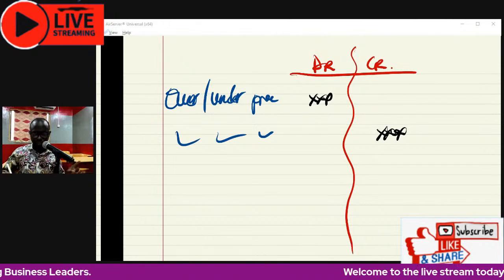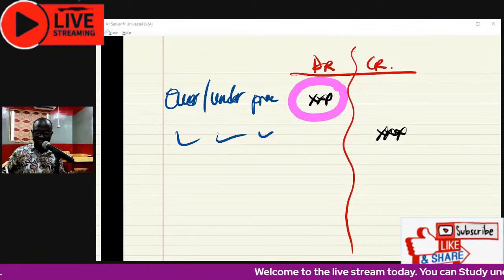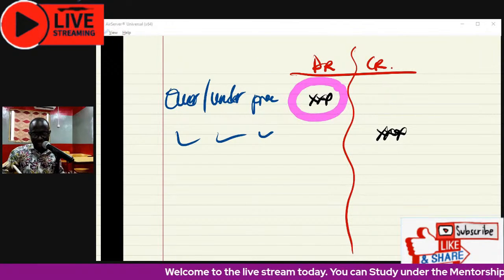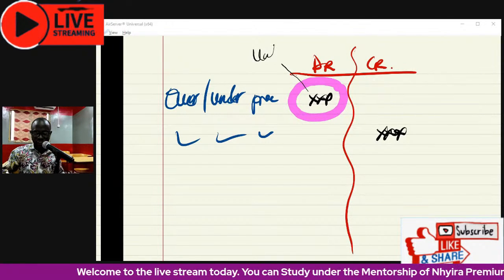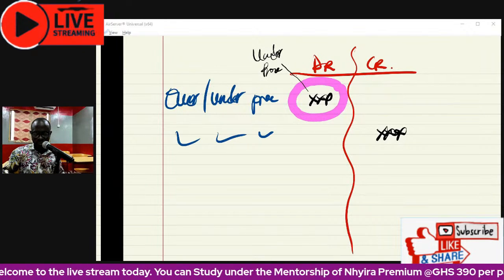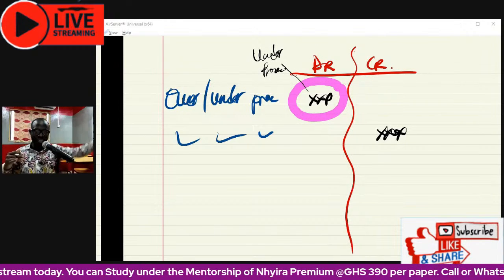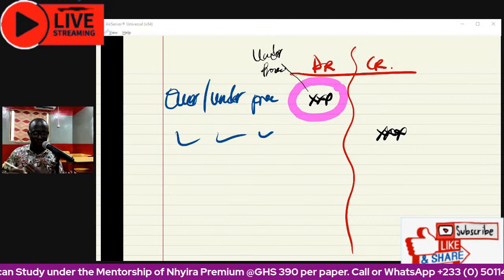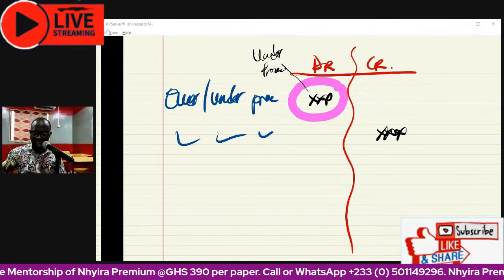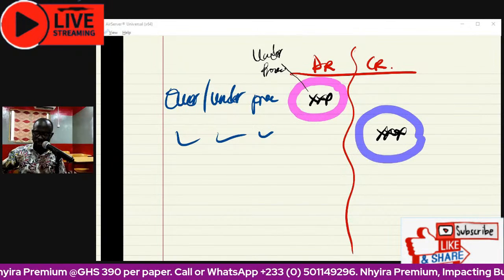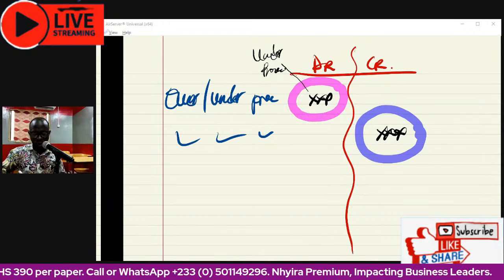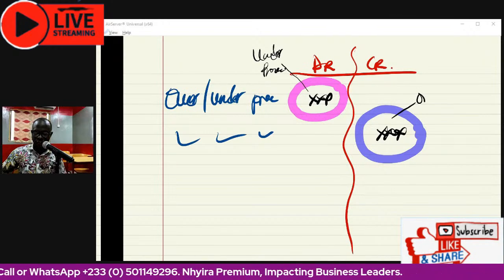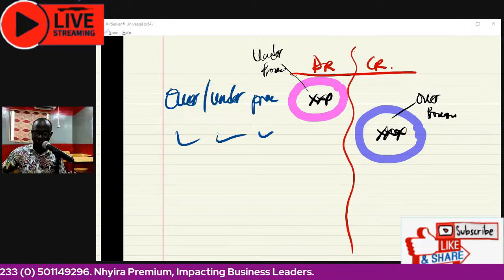So note, if it is on the debit side, that means it is an under provision. So it's an expense. Okay, so you add it to the current year tax provision. If it's on the credit side, that's an income. That means that is what? Over provision. It reduces the current year tax liability.